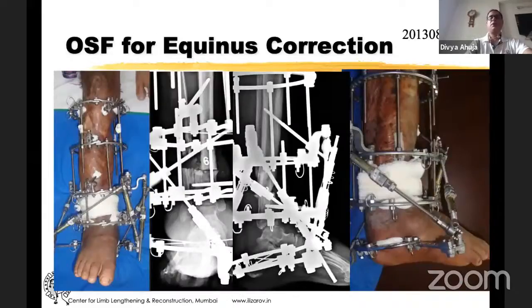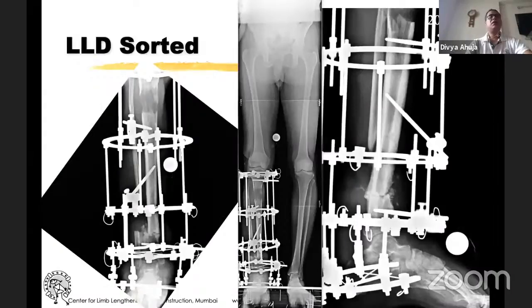And an ortho SUV was added later to correct the equinus, which was then gradually distracted, and the ankle was brought back and repositioned into the neutral. This time we intended to keep the heel ring for more time, and the heel ring was placed a little differently so that we could allow him weight bearing on the foot.